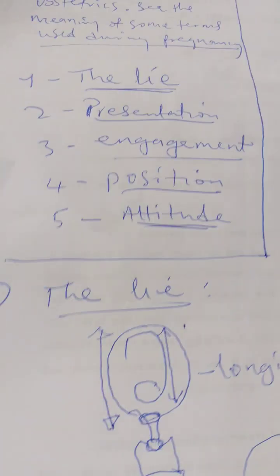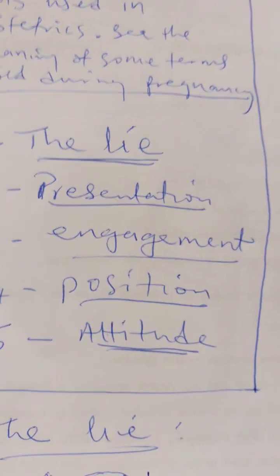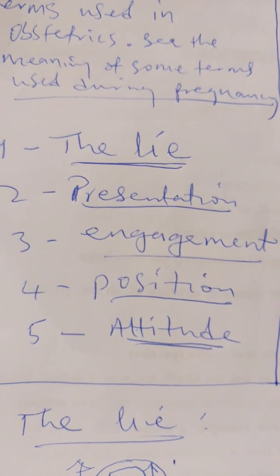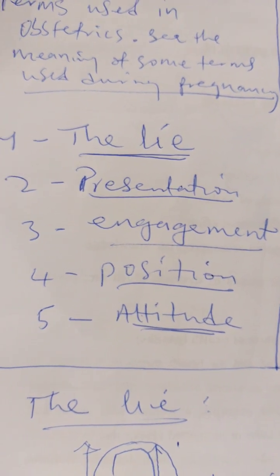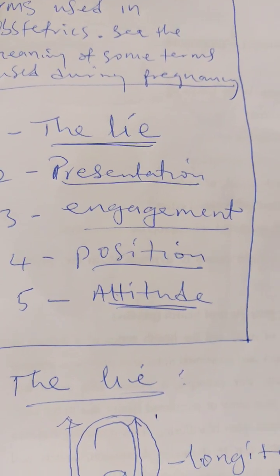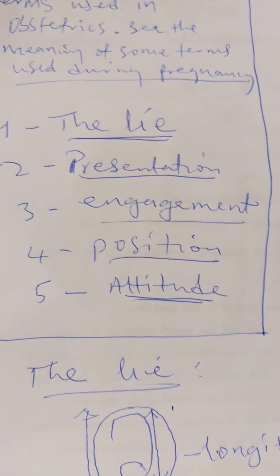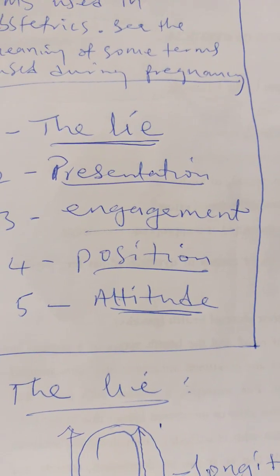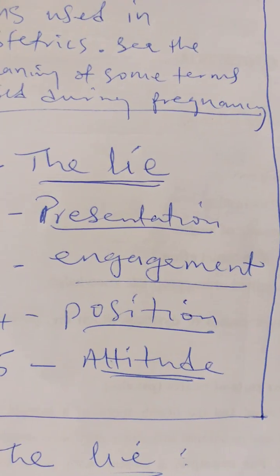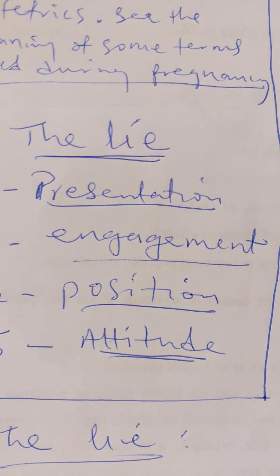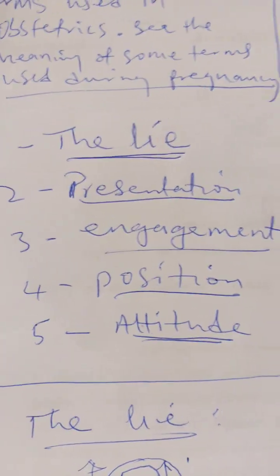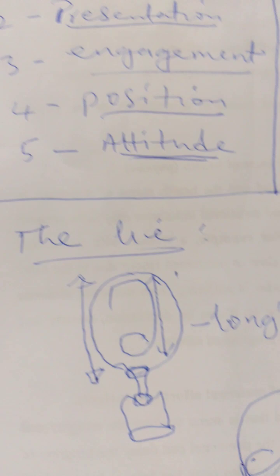Now, this is what I am talking about. Five terms commonly used in obstetrics. This science that deals with pregnancy and childbearing is called obstetrics. Once we are dealing with pregnancy, it is important that we understand the use of these terms: the lie, presentation, engagement, position, and attitude. Now, we are starting with the lie.